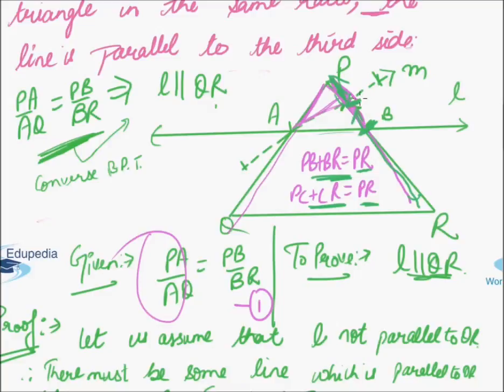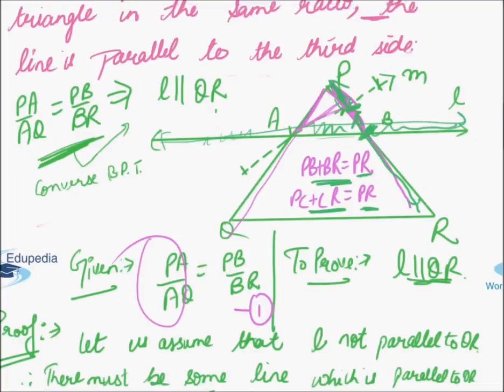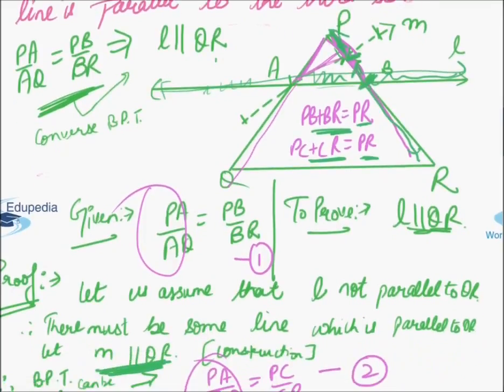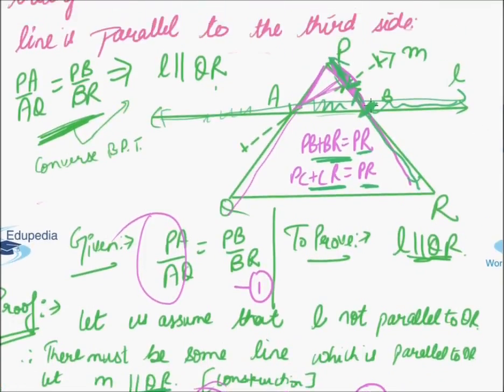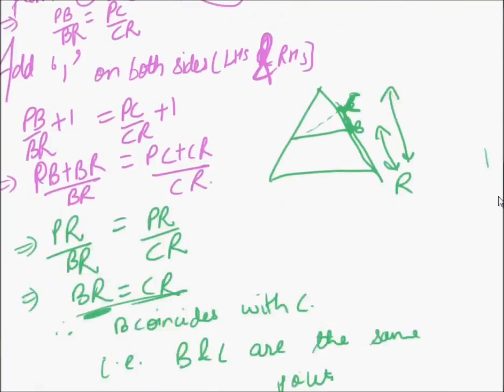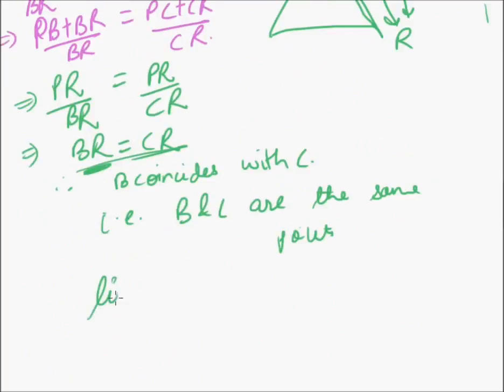Now, if C and B are coincident points, then M will be the line like this, that is, coinciding with L. So, if M is parallel to QR, then it must be coinciding with L, or M can be interchanged with L, and thus the line L is parallel to QR.